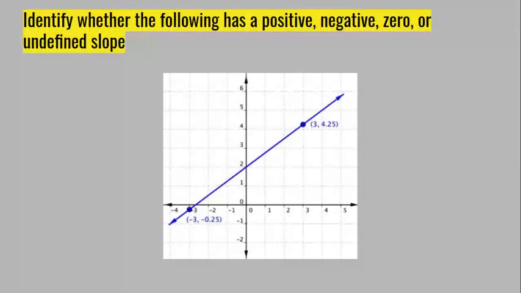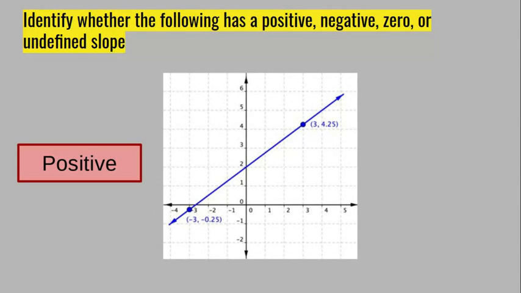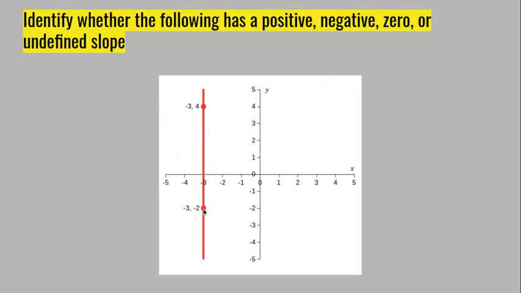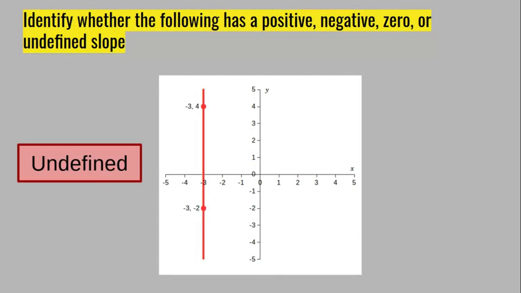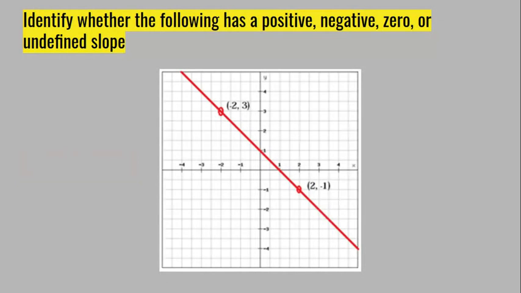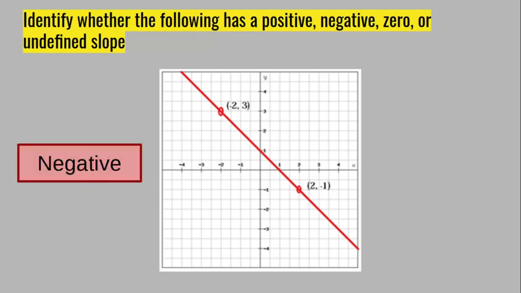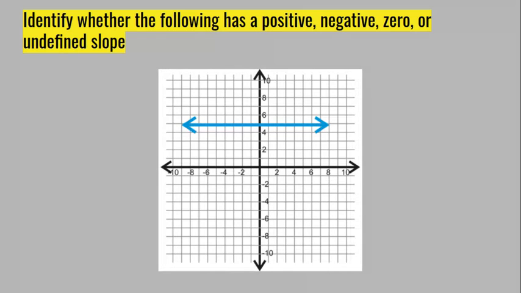So then we get to practice. So first we want to identify whether the following has a positive, negative, zero, or undefined slope. So here we see that we're pointing upwards from left to right, so that has a positive slope. Next, we see we have a vertical line, so that is going to be an undefined slope. Then we have a line that points downward from left to right, so that will have a negative slope. And then we have a horizontal line that doesn't go up or down, so that has a zero slope.